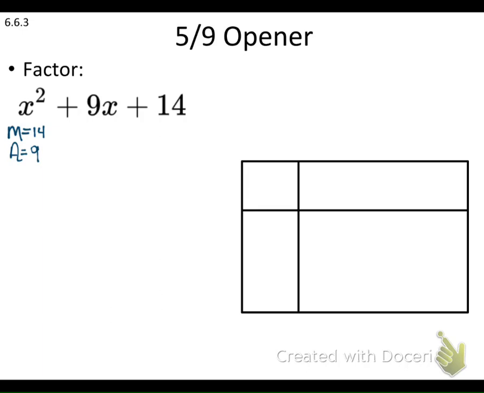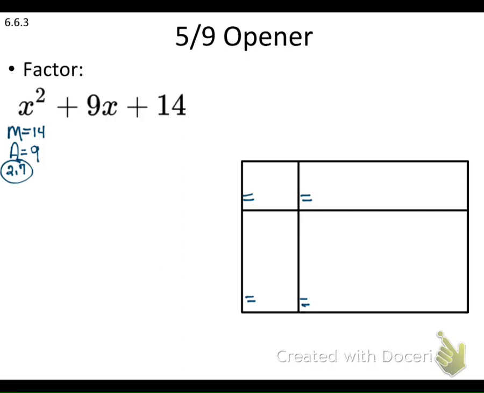2 and 7. So if I take 2 times 7, I'll get 14. But if I take 2 plus 7, I get 9. From here, I begin to fill out my area model. What do I start to fill out in my area model first? I know I'm going to start filling out the rectangles, but what number am I going to put in the rectangles? What does that represent?